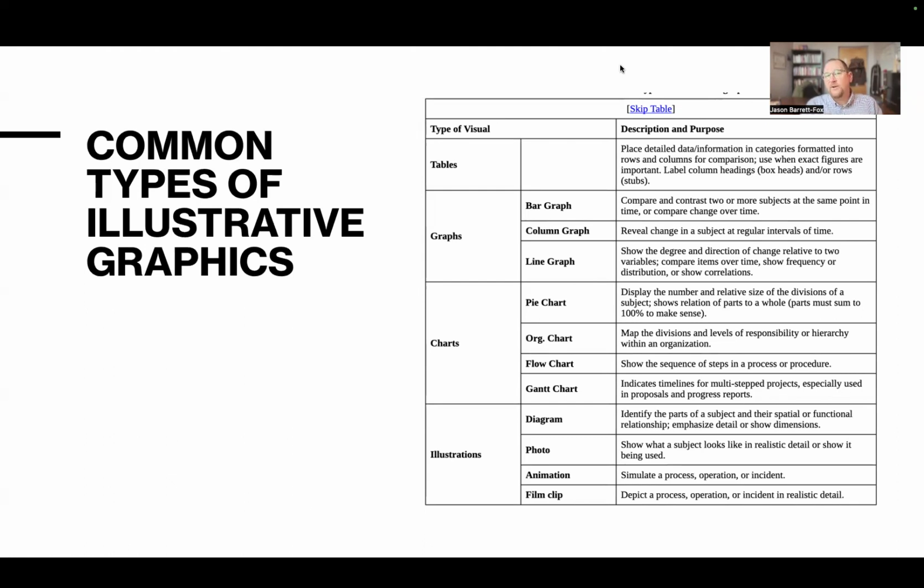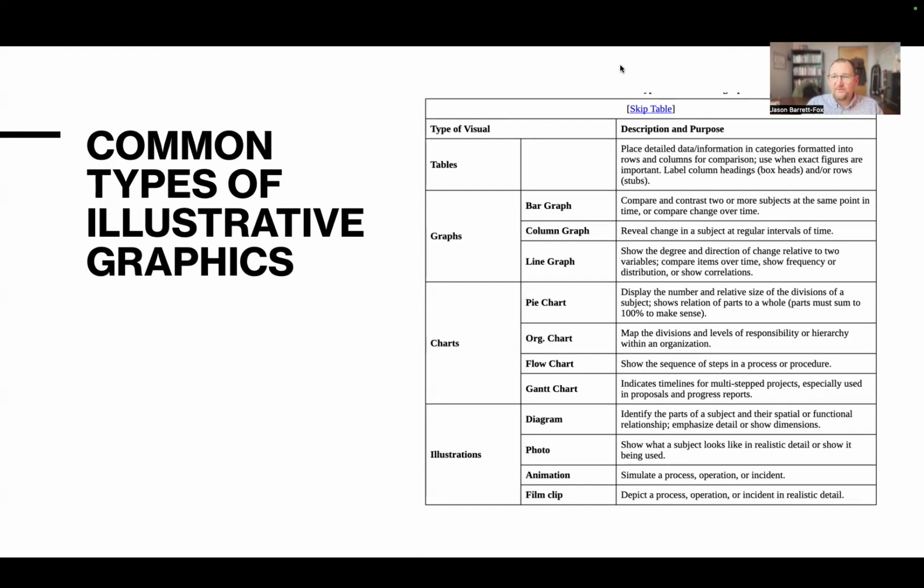So she gives us 4 different types of illustrative graphic. The first is a table. A table places detailed information in categories that are formatted into rows and columns for comparison. So it's important when you've got exact figures.